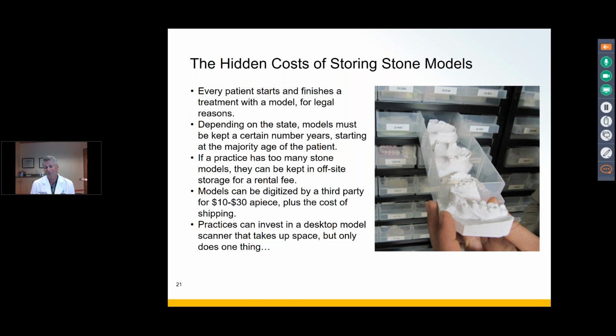But models can be digitized by a third party. This could cost you $10, $30 a piece. Why don't you just do it yourself with one digital intraoral scan, one on the front end, one on the tail end of treatment? So if you invest in a desktop model scanner, this takes up room on the counter. Just use your regular intraoral scanners to do this yourself.